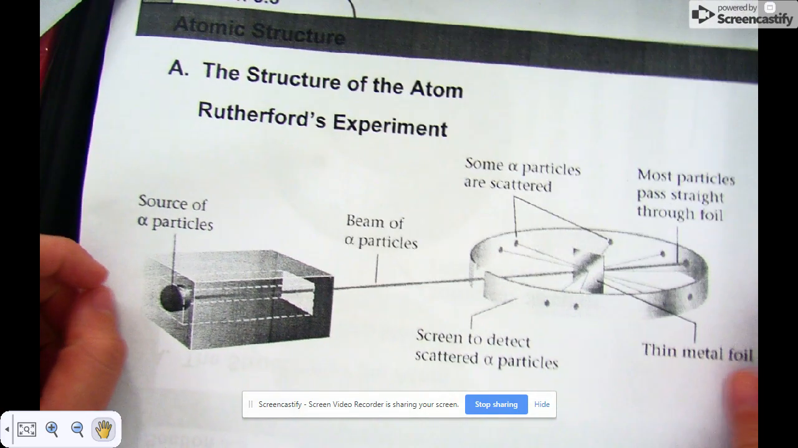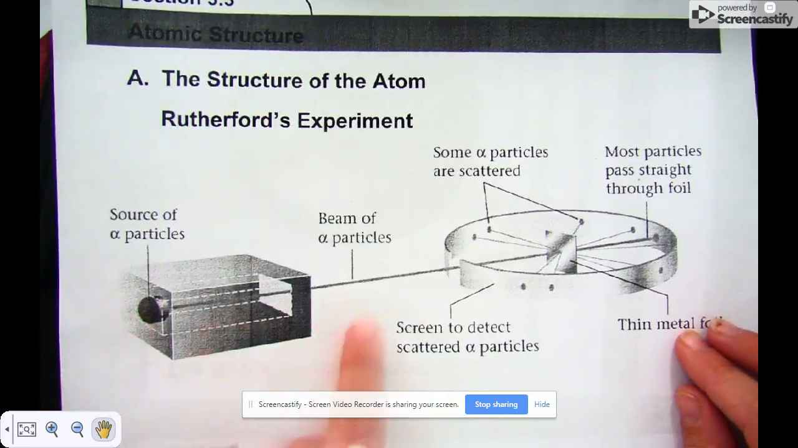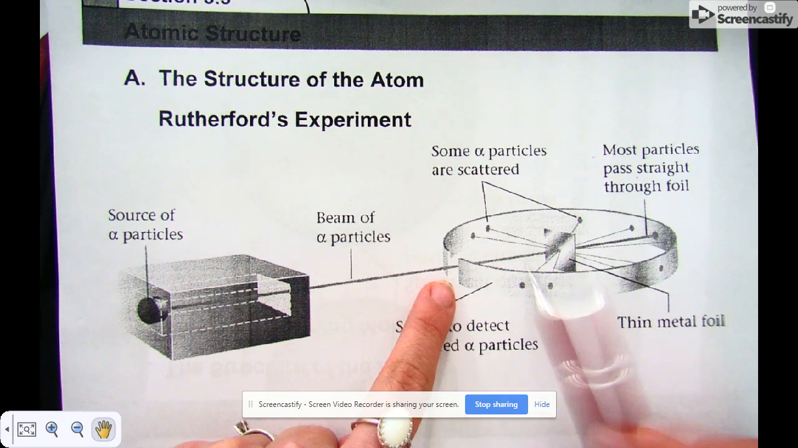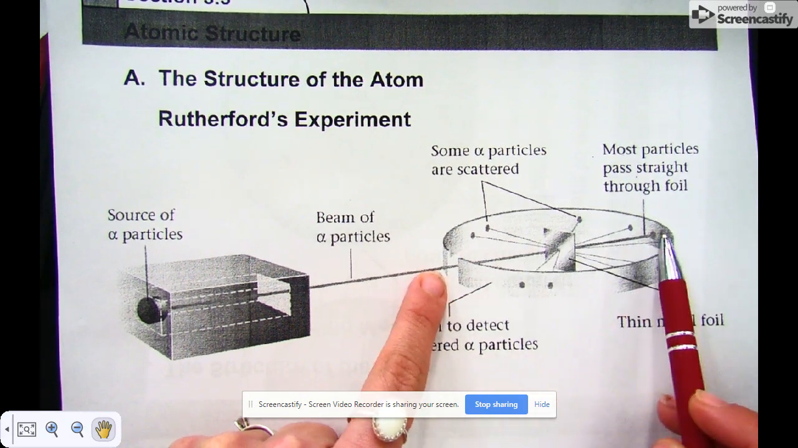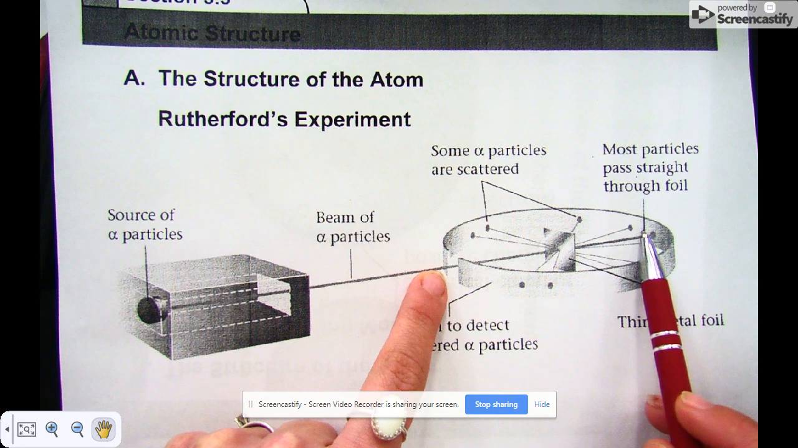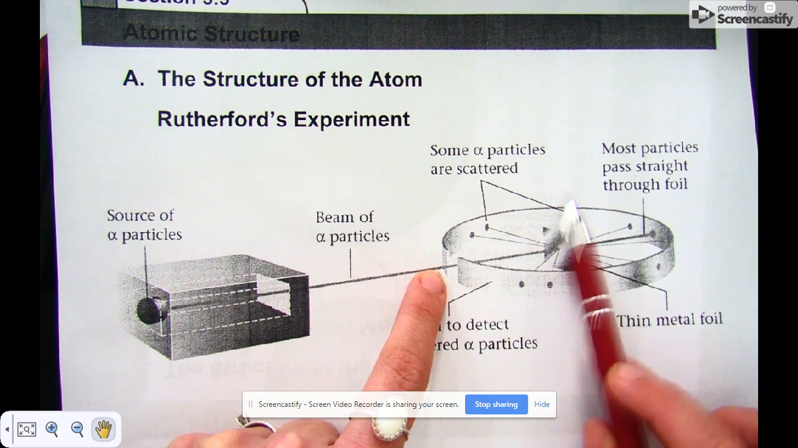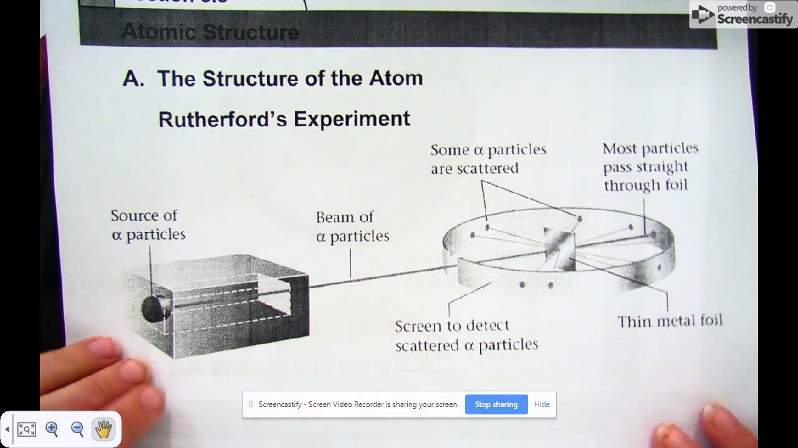This is a setup of Rutherford's experiment. He was shooting some alpha particles through this piece of aluminum, but instead of all of them going straight through, which most of them did, some of them were bounced off and deflected, and that was how he knew there had to be some sort of dense core.